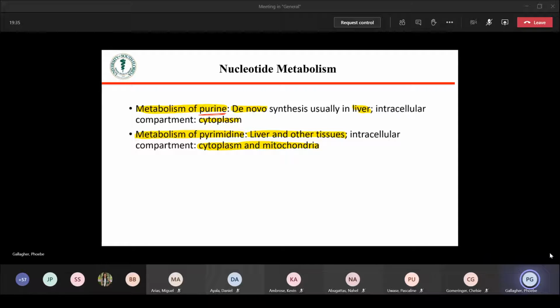So purines are specifically made de novo in the liver, and in the liver cells, this will happen in the cytoplasm of the liver cells. Pyrimidines, on the other hand, will happen in liver and other tissues, and specifically within the cells of the liver and the other tissues, you'll see this happening in the cytoplasm and the mitochondria. So know the difference between the metabolism of pyrimidine and purines and the respective tissues, organs, and cell locations.